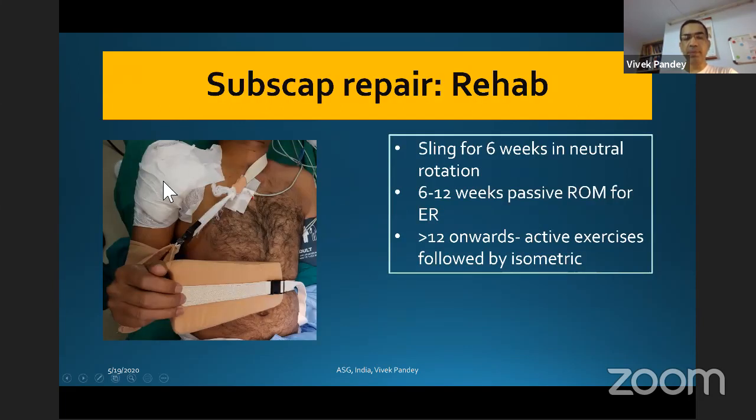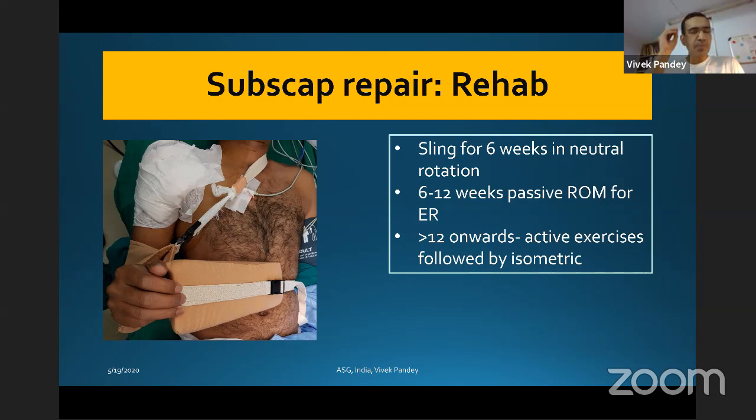If I have done a massive repair, especially supra, infra, and the subscap also was type 4, in type 4 sometimes I give this sling in a neutral rotation. So that keeps the arm in neutral rotation, because if you keep the arm in internal rotation in a classic sling, I always fear the internal rotation contracture or the tightness. So to get back the external rotation sometimes is very difficult for me. And for 6 to 12 weeks, I'll just initiate only passive range of motion for ER.